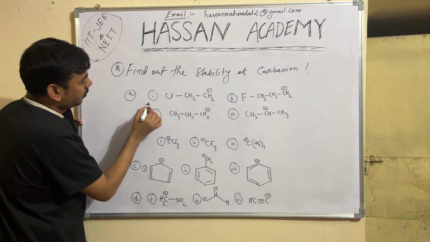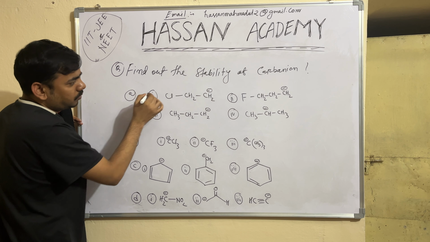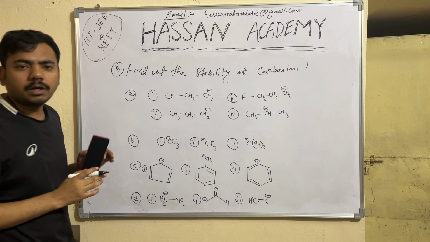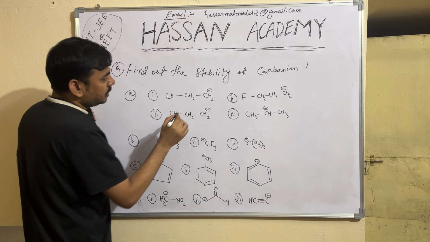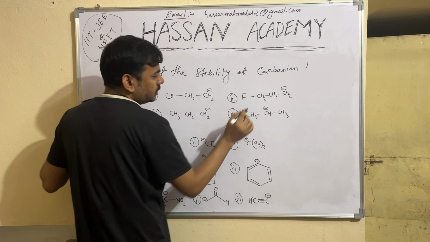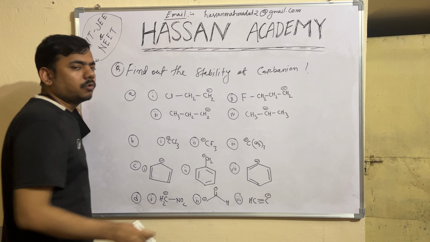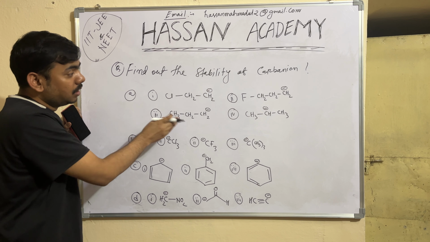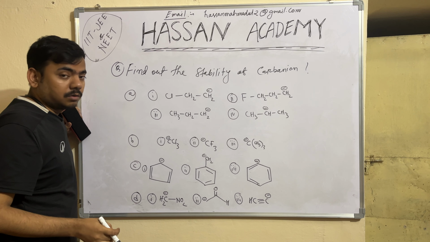Now you can see A, B, C, D, and in every question there are four options, 1, 2, 3, 4. You have to find out the stability order in decreasing order. Now you can see here Cl is there, here fluorine is there. So what mistake do students make? They know that fluorine is more electronegative than chlorine, so they think that this second compound will be more stable than the first one.